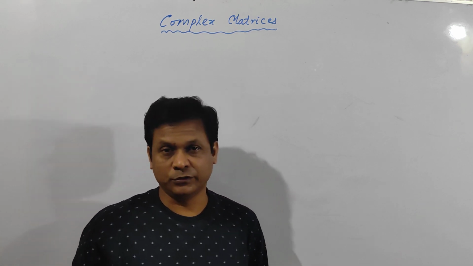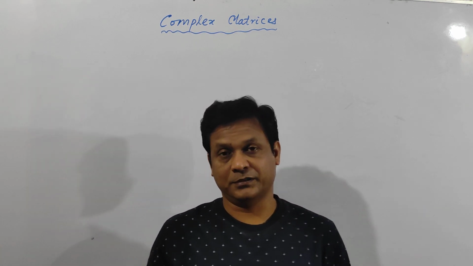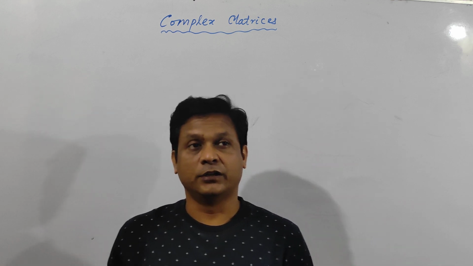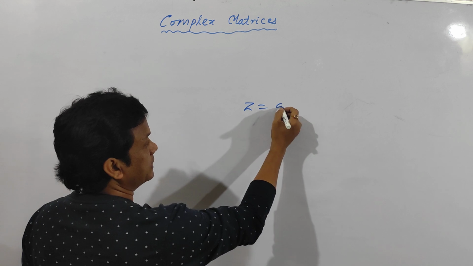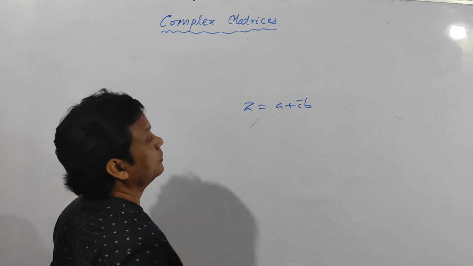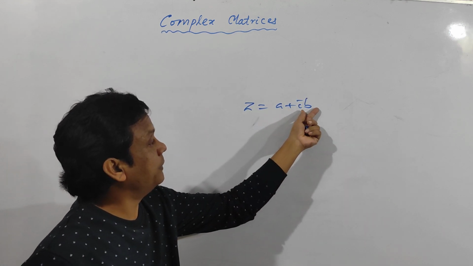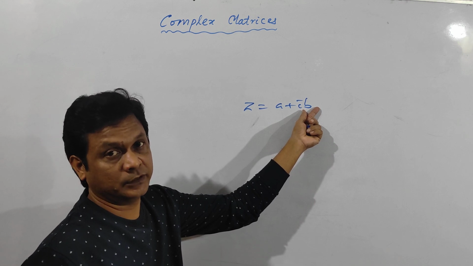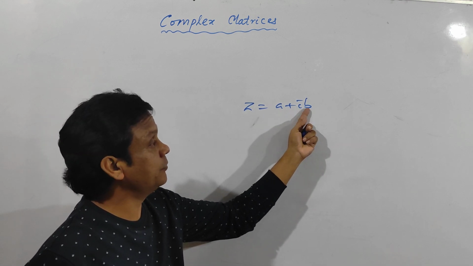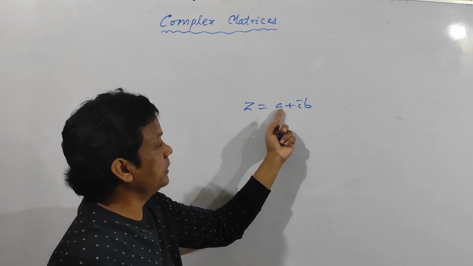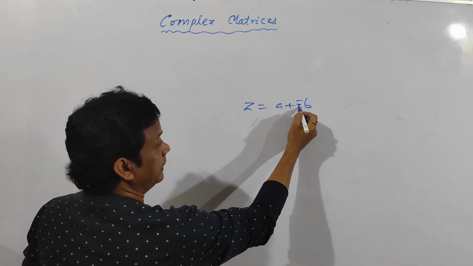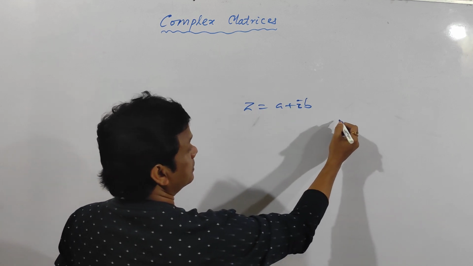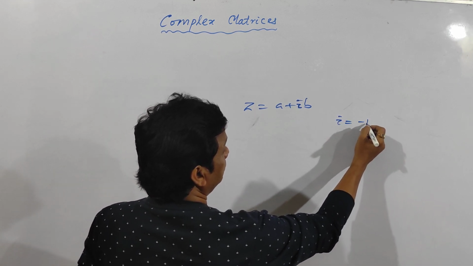Today I am going to tell you about complex matrices. And already it is known to you, if Z is equal to A plus iB, then A is the real part and B is the imaginary part. A is the real part and B is the imaginary part. This is real, this is imaginary, and the value of i is equal to square root of -1.